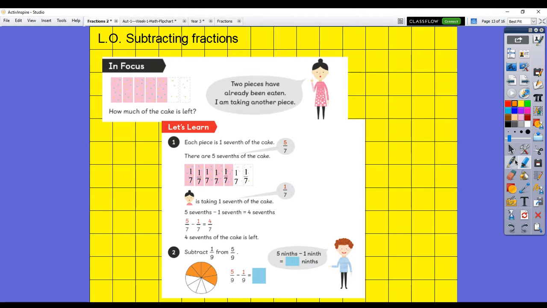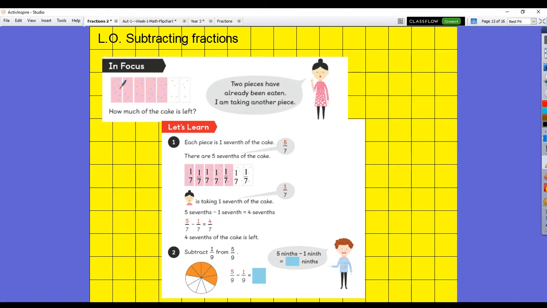So first of all, let's count how many parts there are, how many slices the cake has been cut into, okay? So 1, 2, 3, 4, 5, 6, 7. So there were 7 pieces of cake, 2 pieces have already been eaten, and then she's going to take another piece, okay? So each piece is 1/7 of the cake. So that means we know our denominator is going to be 7.